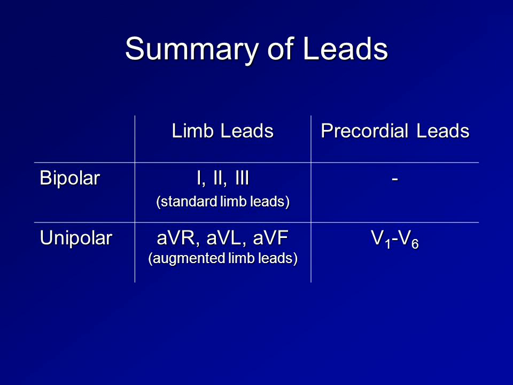Summary of leads. Limb leads. Precordial leads. Bipolar: 1, 2, 3, the standard limb leads. Unipolar: aV, the augmented limb leads, and V1 to V6.